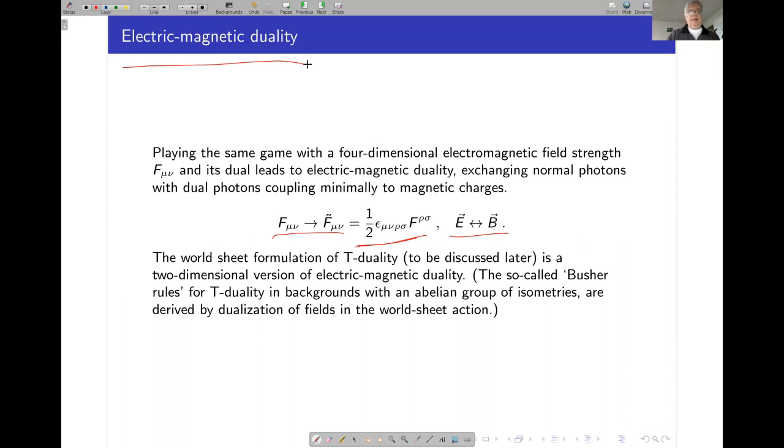And I hope next time to have some time to talk about T-duality in string theory. This kind of symmetry can also be viewed as a version of electric-magnetic duality, but performed on the worldsheet, not in spacetime.